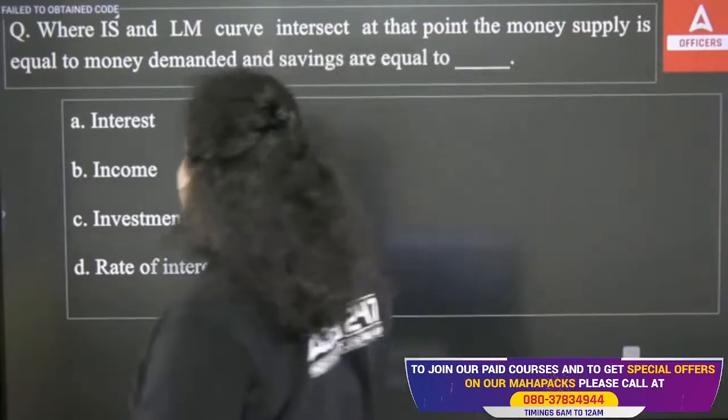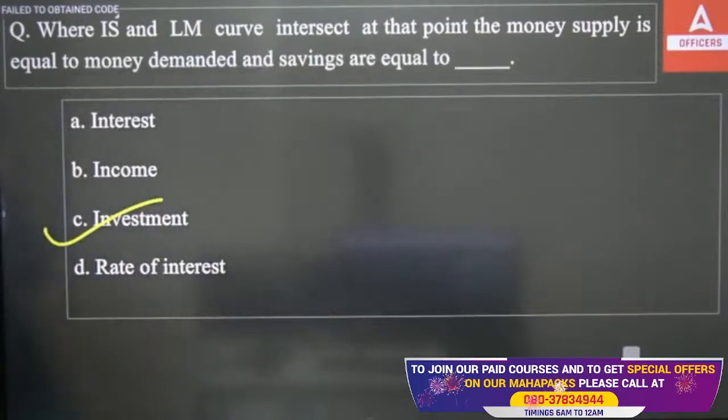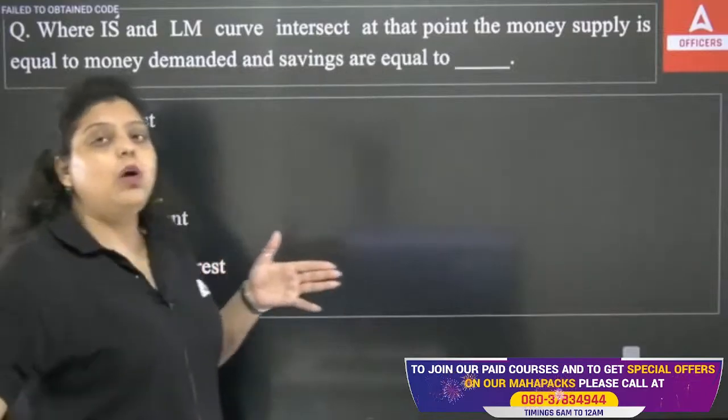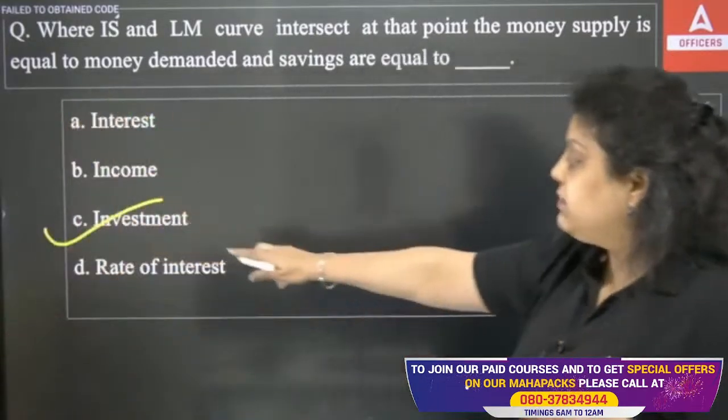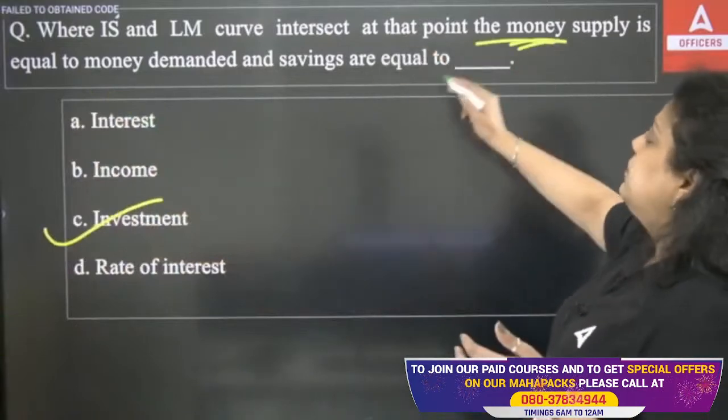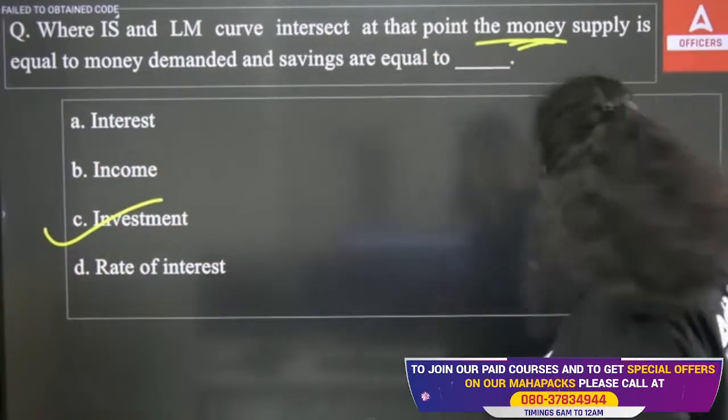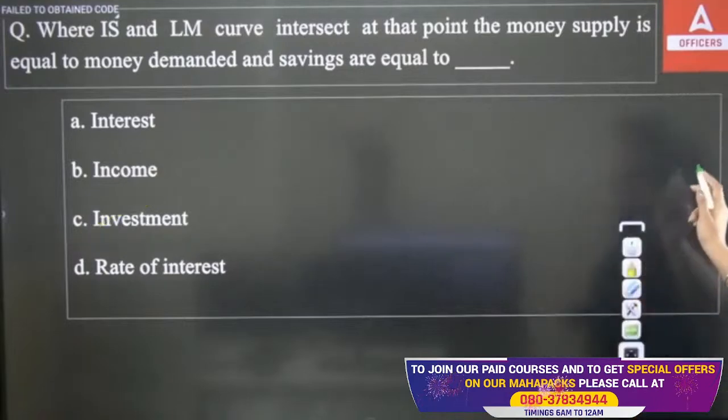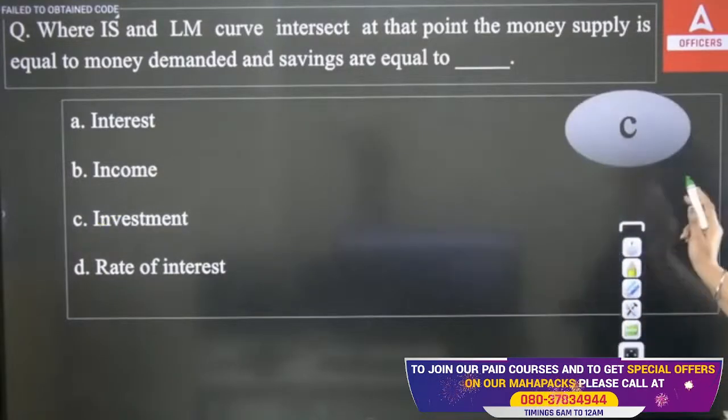So the right answer is very obvious: investment. Your savings will be equal to investment. That's how, when your savings is equal to investment, the money supply and money demanded become equal. So the right answer is investment, option C.